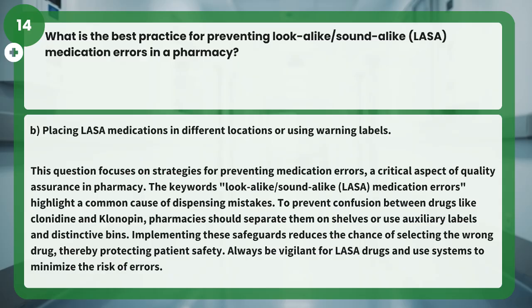This question focuses on strategies for preventing medication errors, a critical aspect of quality assurance in pharmacy. The keywords look-alike/sound-alike medication errors highlight a common cause of dispensing mistakes. To prevent confusion between drugs like clonidine and Klonopin, pharmacies should separate them on shelves or use auxiliary labels and distinctive bins. Implementing these safeguards reduces the chance of selecting the wrong drug, thereby protecting patient safety. Always be vigilant for look-alike drugs and use systems to minimize the risk of errors.